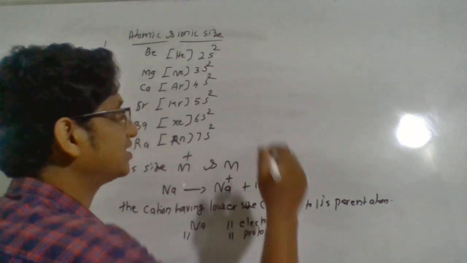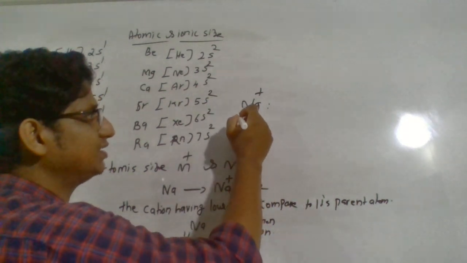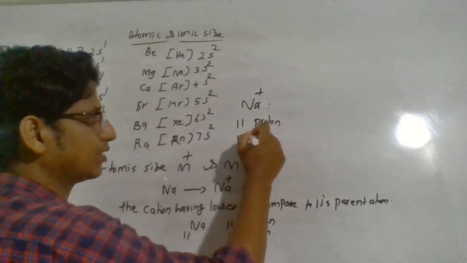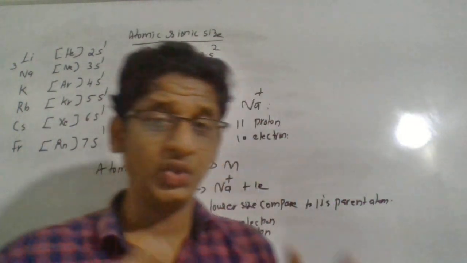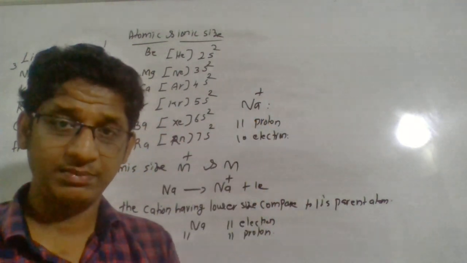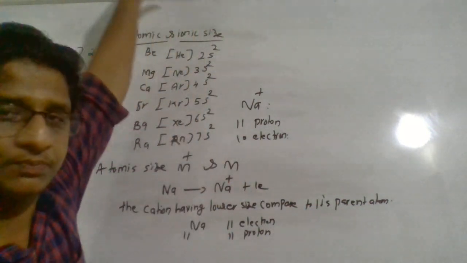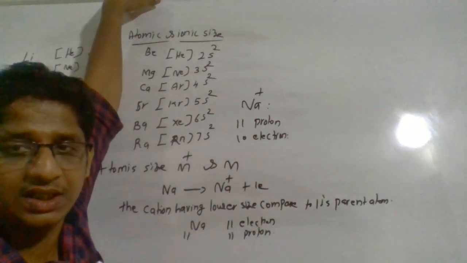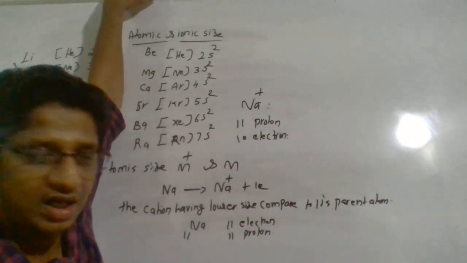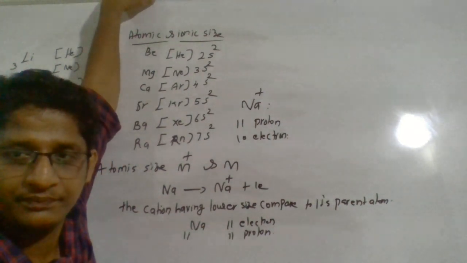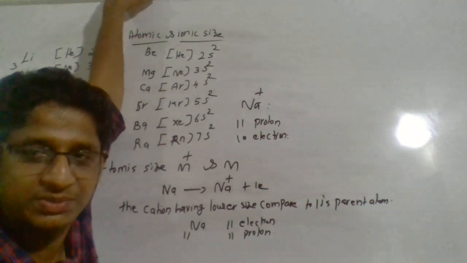So now think Na plus. What's the case with Na plus? It actually lost one electron. So this time there are 11 protons and 10 electrons. Which means the number of protons is higher and the number of electrons is less. So the effective nuclear attraction experienced by the electrons increases, because protons are positively charged. Which means electrons are pulled inwards, so the size will always be smaller compared to the parent atom. So that is a very important point: cations have lower size compared to their parent atom.